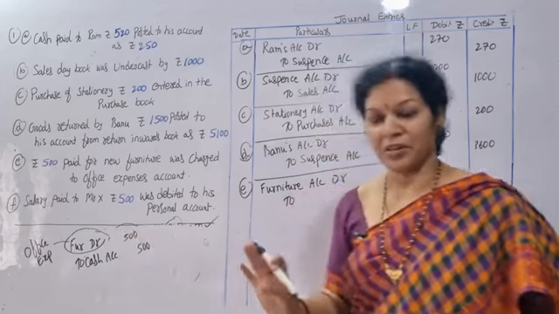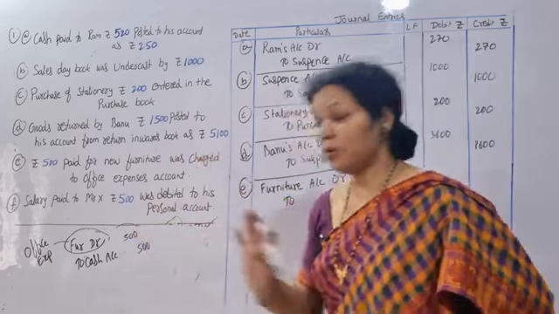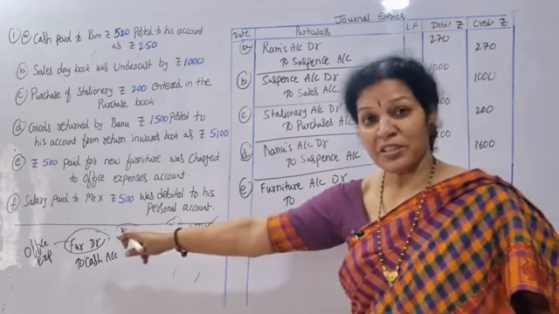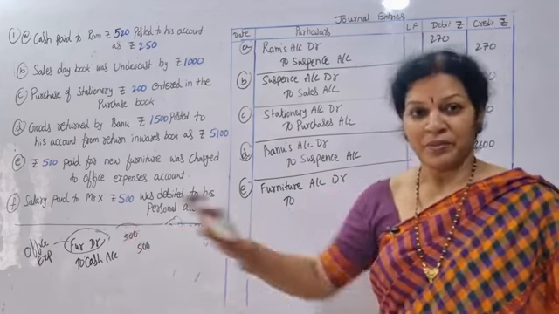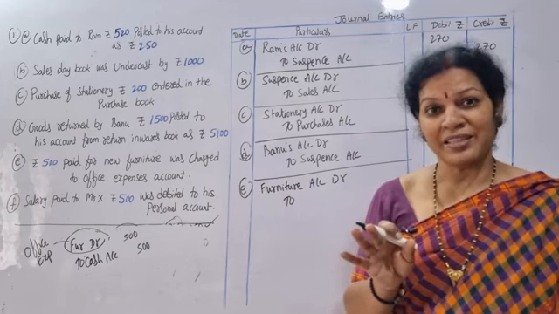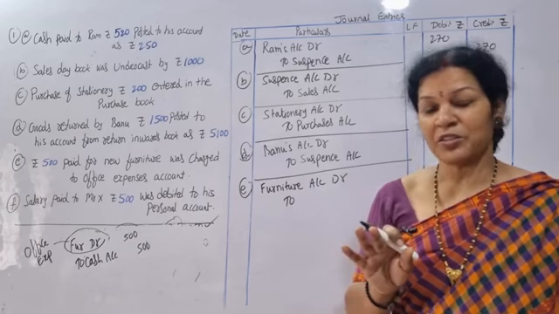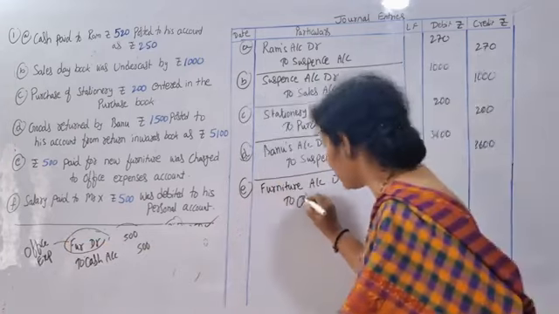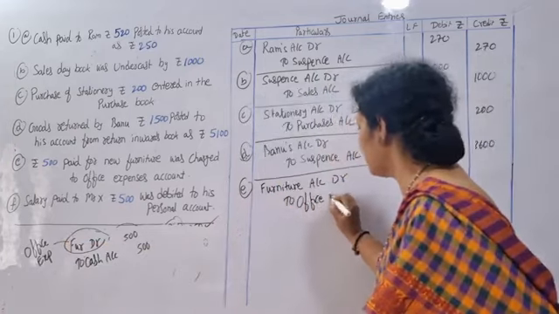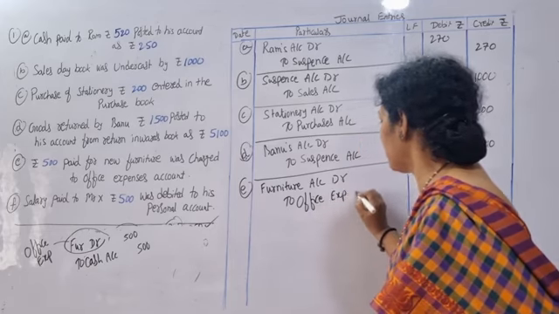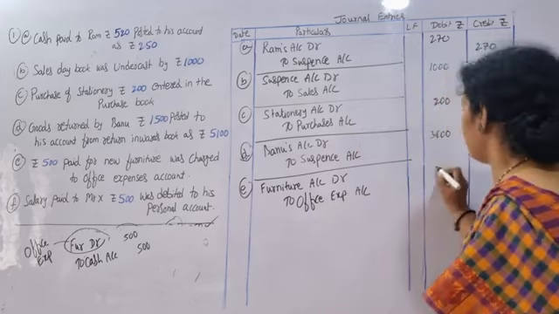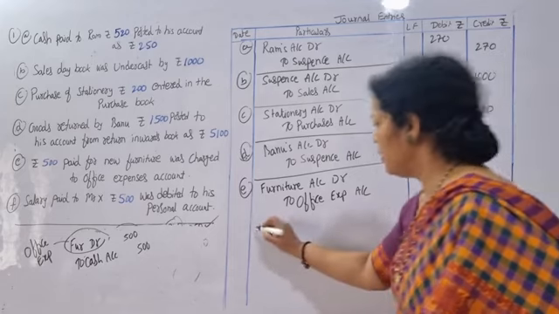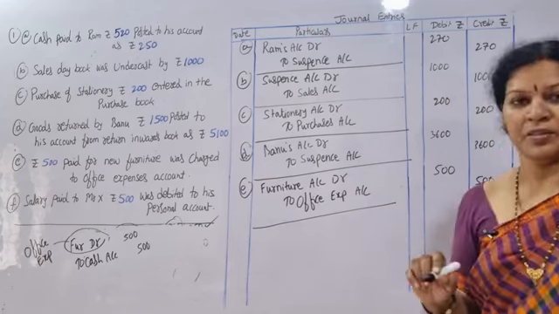Here the furniture account is not written, but debited to office expenses. Office expenses they have written, on which side? The debit side. We don't want office expenses. To cancel that, we'll send the office expenses debit to credit. So, to office expenses account. How much is it? 500. The amount is okay, but rather than furniture, they have written office expenses.